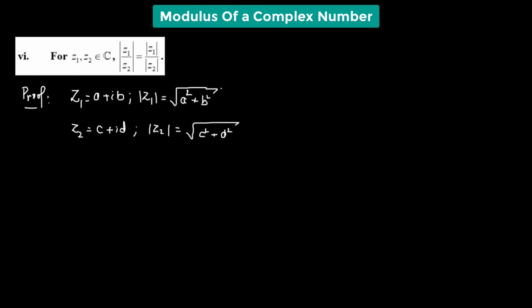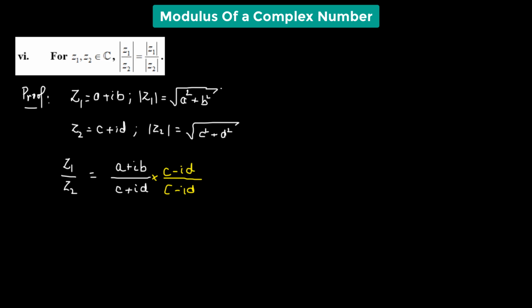Now we begin with the left hand side. So we have z1 over z2. We'll first find the value of z1 divided by z2 and then take the absolute value. So we have a plus ib in the numerator, which is divided by c plus id. Now the first objective will be to convert this into standard form. In order to do that, we have to multiply the numerator and denominator by the complex conjugate of the denominator, which is c minus id.